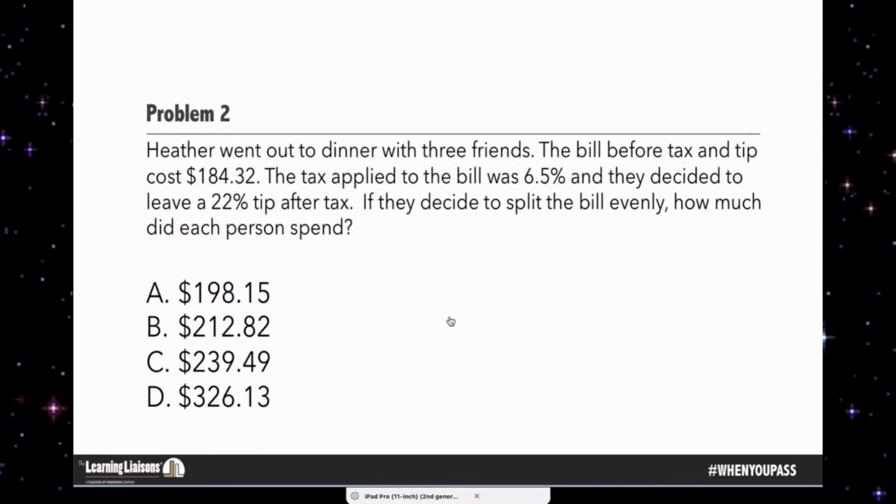Heather went out to dinner with 3 friends. The bill before tax and tip cost $184.32. The tax applied to the bill was 6.5%. And they decided to leave a 22% tip after tax. If they decide to split the bill evenly, how much did each person spend?